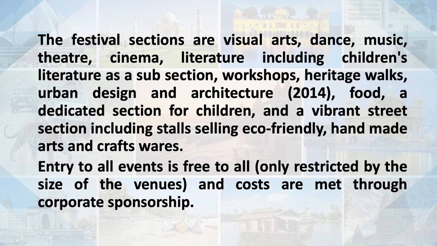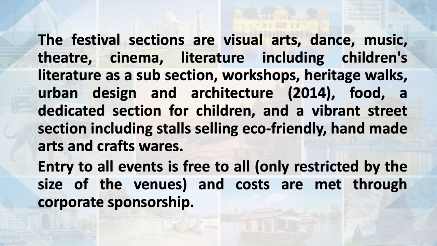The festival sections are visual art, dance, music, theatre, cinema, literature including children's literature as a subsection, workshops, heritage walks, urban design and architecture, which was introduced in 2014, food, a dedicated section for children, and a vibrant street section including stalls selling eco-friendly handmade arts and craft wares.